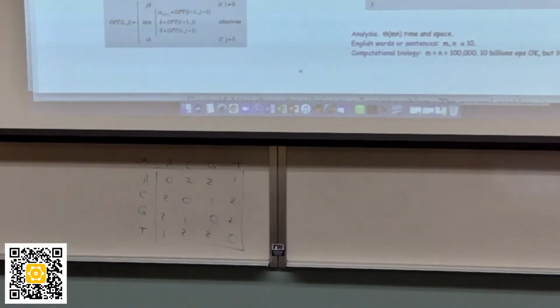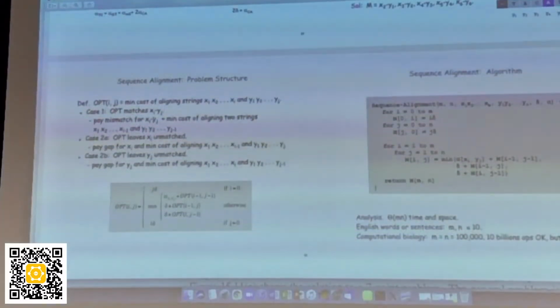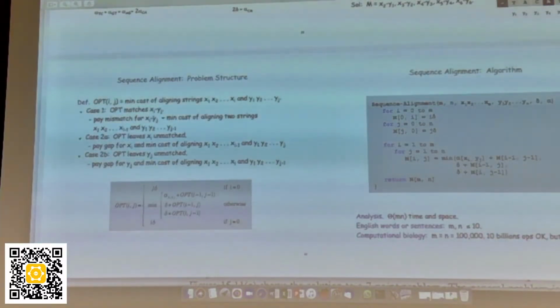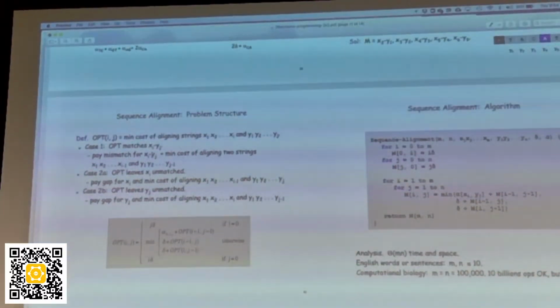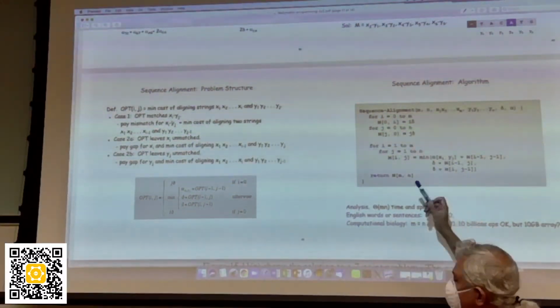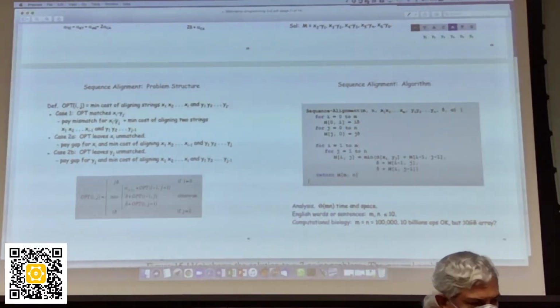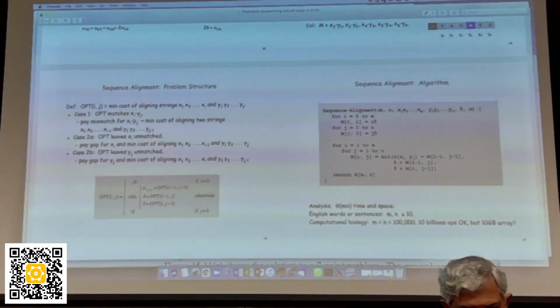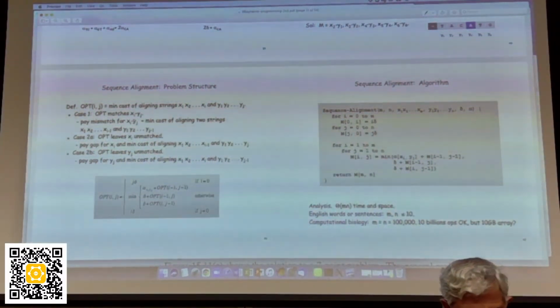So depending on where you put the gap, whether in the first string or the second string, you might have either case 2A or 2B. So this allows for all those possibilities to happen. It simply says, we'll pick the best. We don't care which it turns out to be. Okay?